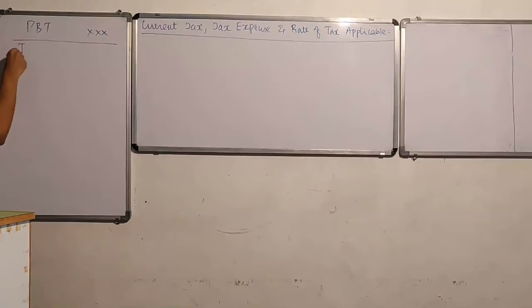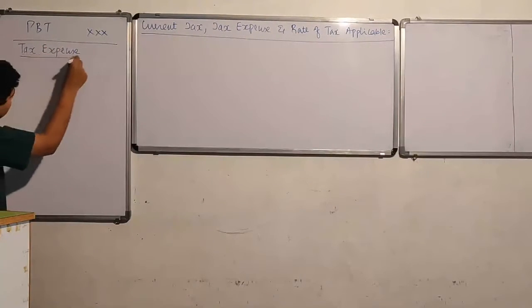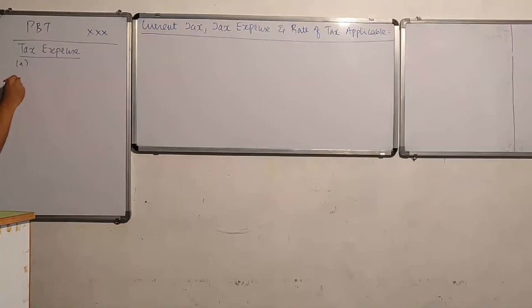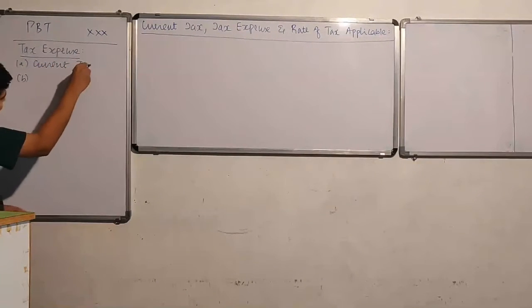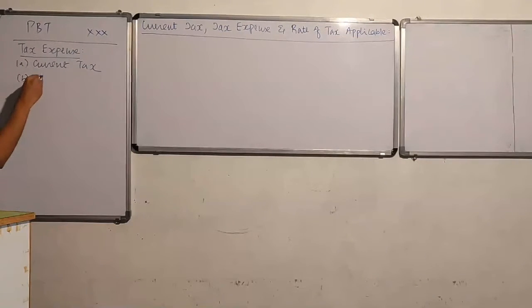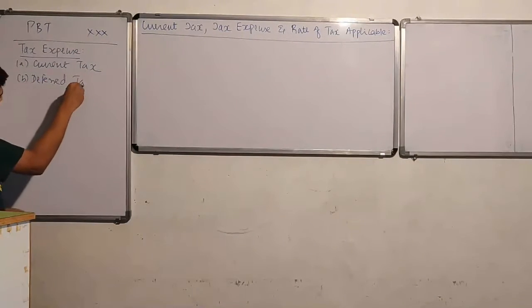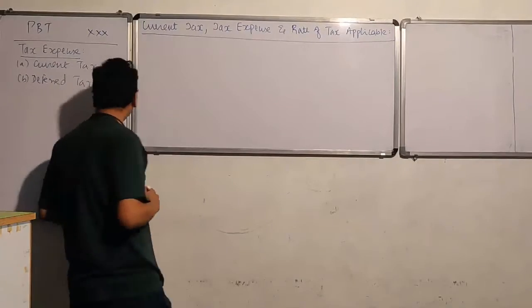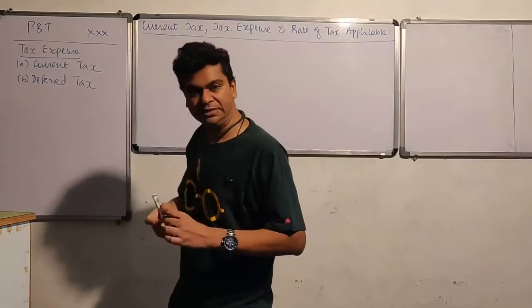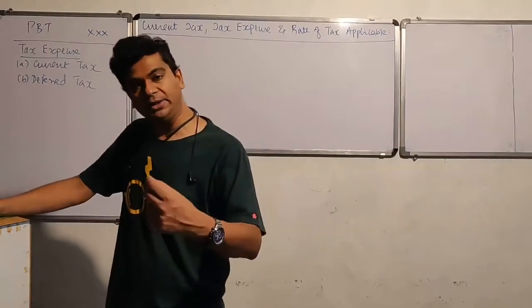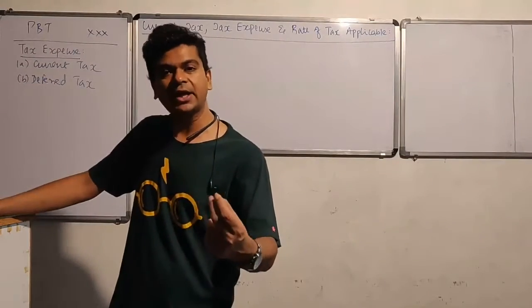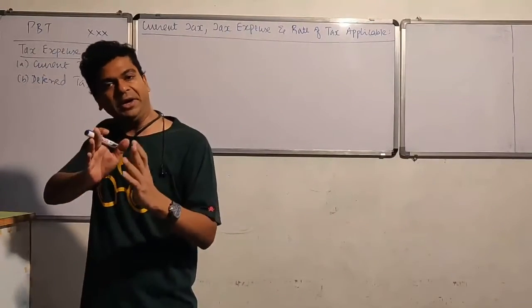After that, your next head is tax expense, and this head of tax expense you break it into two. The first one we refer to as current tax, and the next one that we refer to is the deferred tax. So the objective of this episode is basically to understand what exactly is a tax expense. What is current tax?